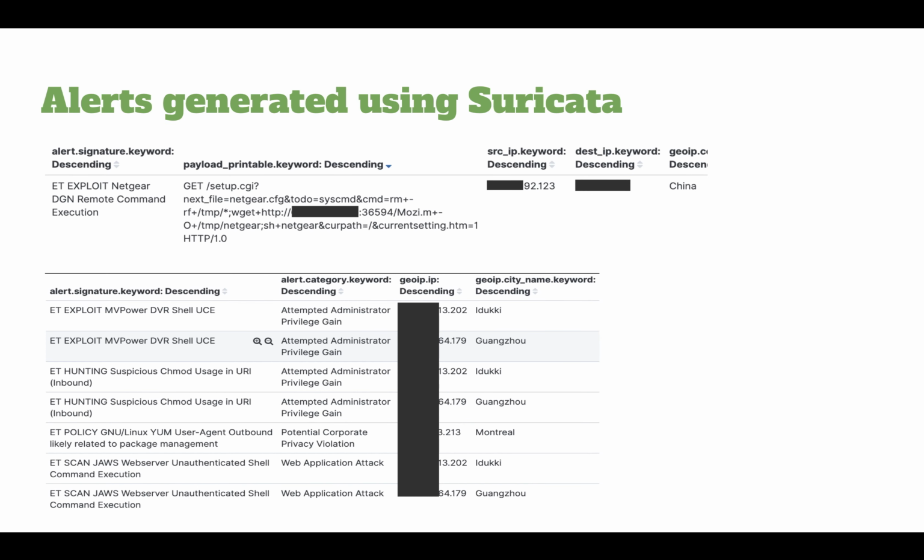So these are the alerts generated using Suricata. If you can see, someone has tried a Netgear remote command execution against our VPN systems, and Suricata has detected it as an attack and thrown the alert. And then somebody is trying to gain privileged access, a web application attack, etc. So this is how the signature-based detection works in Suricata.